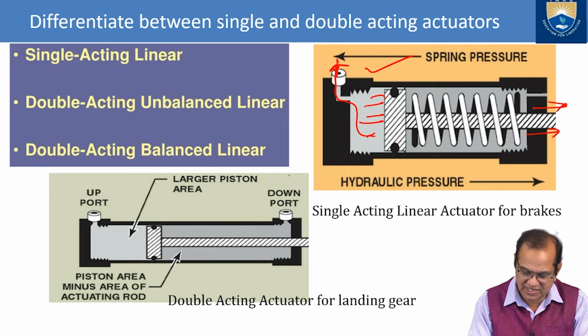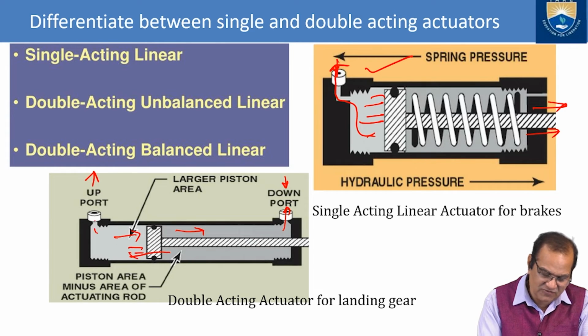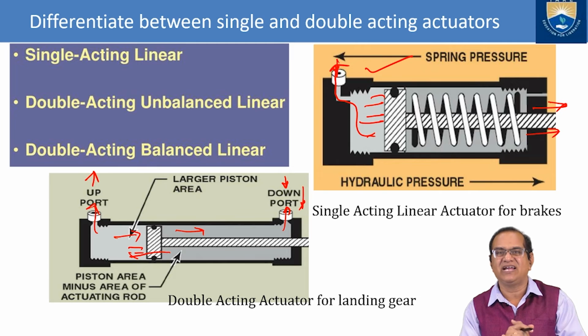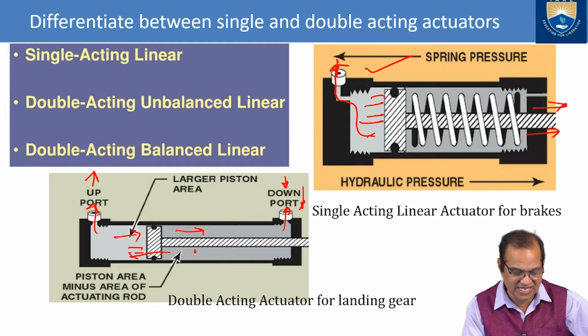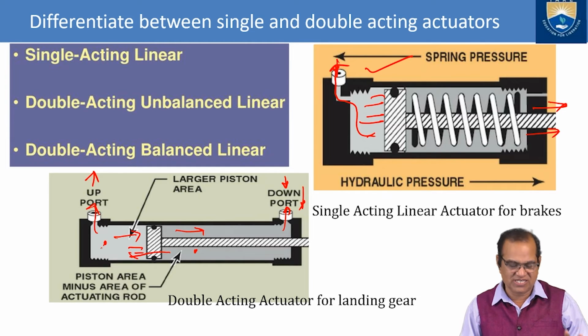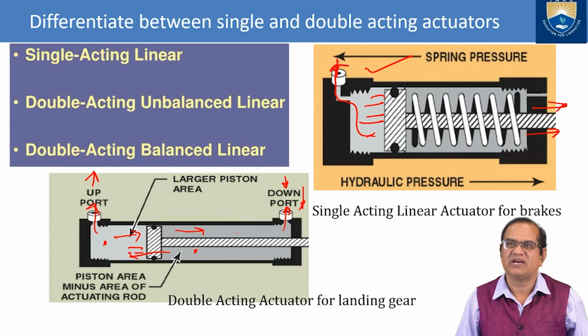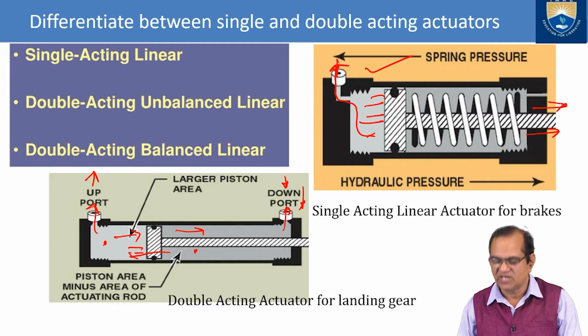One is the double acting. Here this is the up port and this is the down port. If you are pressing here, it will go here and go to this side. If you are compressing here, it will make this go up and this will go down. This is called double acting, with piston area minus area of the actuation rod, so here this area is less and here the area is more. In this we don't have any spring. By the variation of the pressure, we move it, and these systems are operated accordingly.